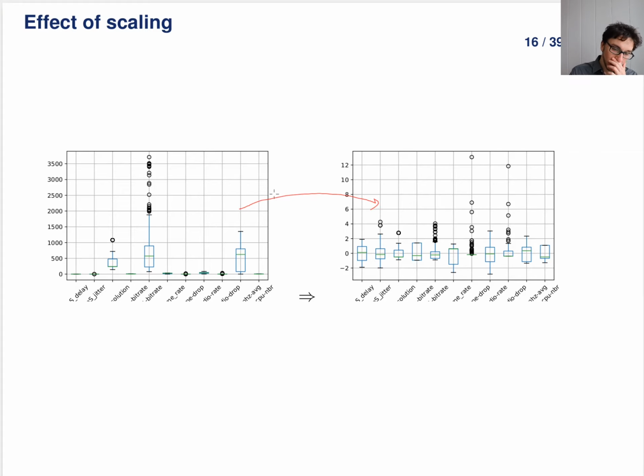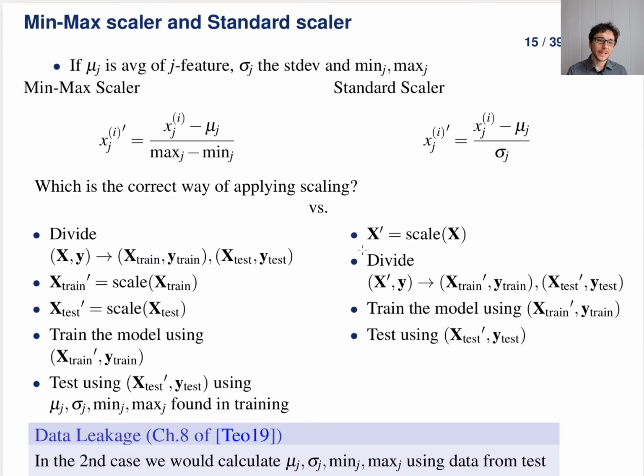So scaling transforms your dataset from the left to the right. The transformed dataset has the following characteristics. First, all the values for all the features are more or less centered around 0. And then the scale of all the features is comparable. Mathematically, we can achieve this in two ways, or more ways, but the main ones are two: min-max scaler or standard scaler.